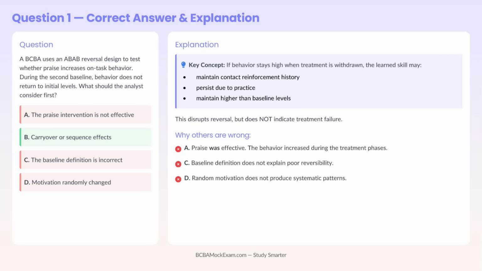Option A is incorrect because the treatment did increase behavior during the B phases. Option C does not explain why the second baseline remains high. Option D is unlikely because random motivation shifts do not create consistent patterns. When the second baseline fails to drop, carryover is the most appropriate explanation.